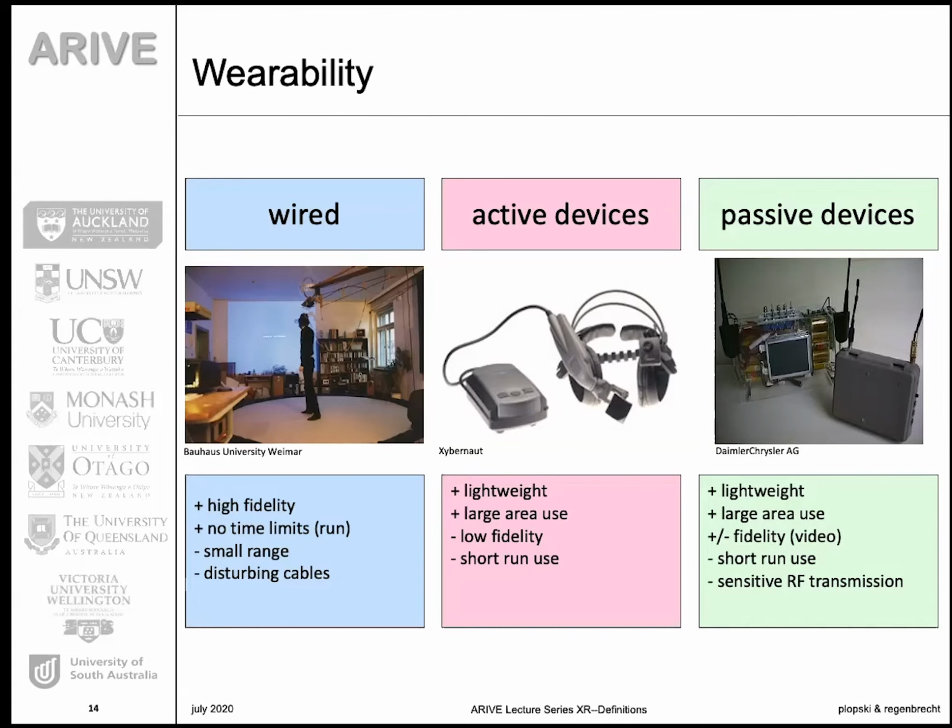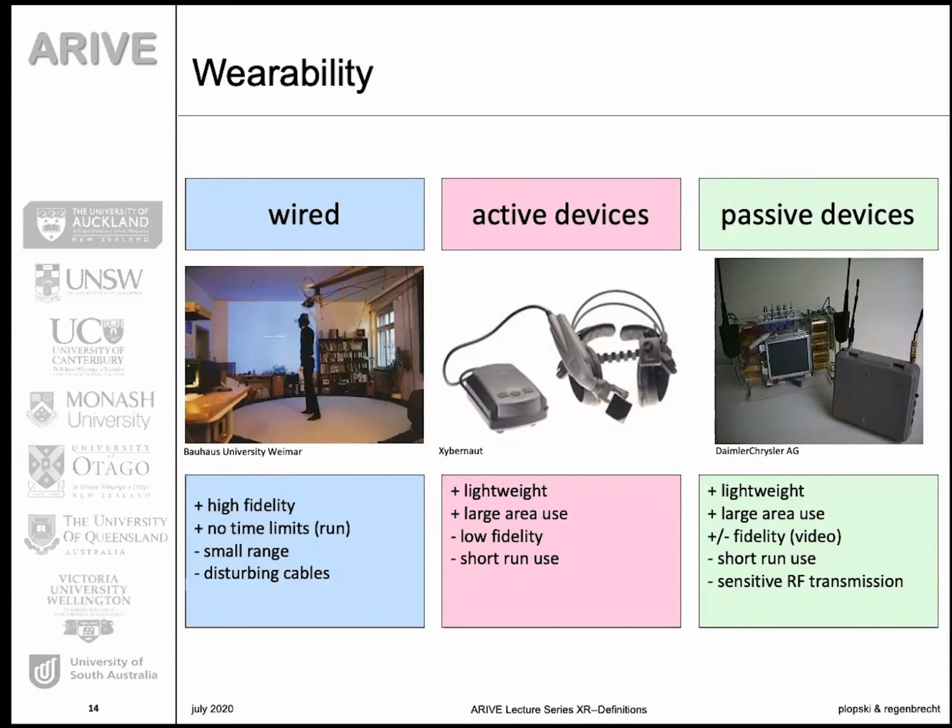And finally, you could utilize passive devices that, for example, activate only when the user is touching them. So by closing a short circuit, suddenly a button that has been pressed by the user can provide some information about the surroundings. These are lightweight and they can be used over a very large area. But when they're being used, they have a very short runtime and they are very sensitive to potential noise.